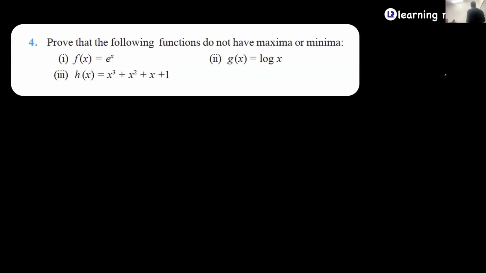So the next set of problems. Prove that the following functions do not have maxima or minima. If you look at the first question, f of x is equal to e power x. So what is f dash of x? E power x itself. If you equate e power x to 0, you will get this value to be 0 when x is equal to minus infinity.